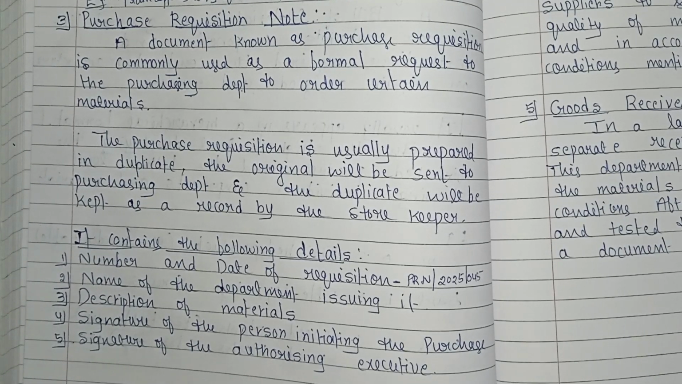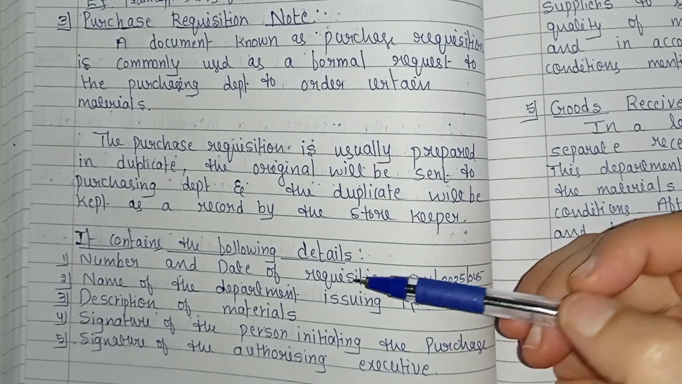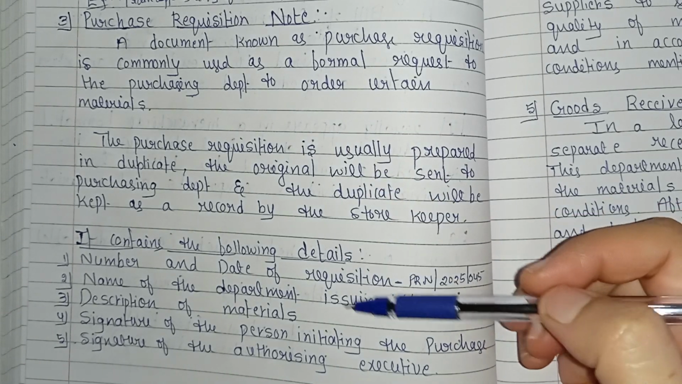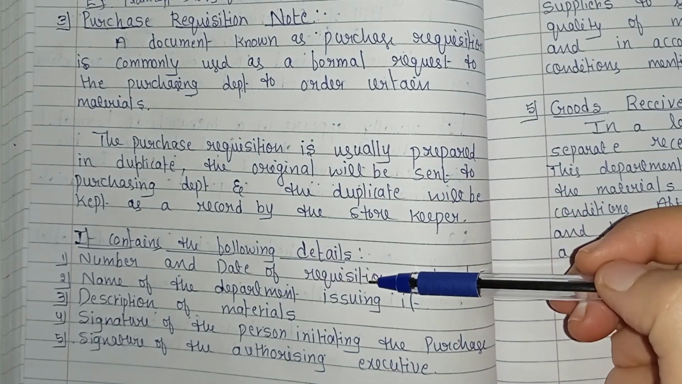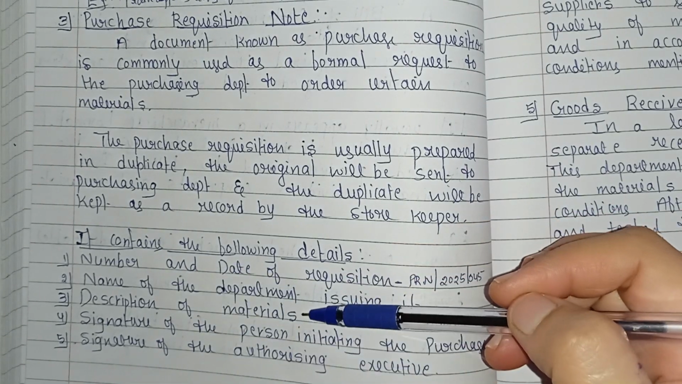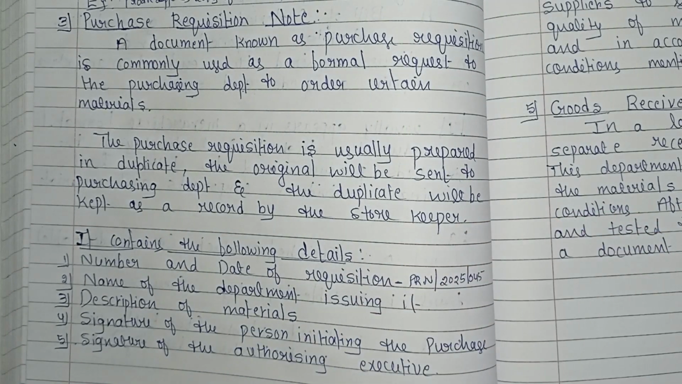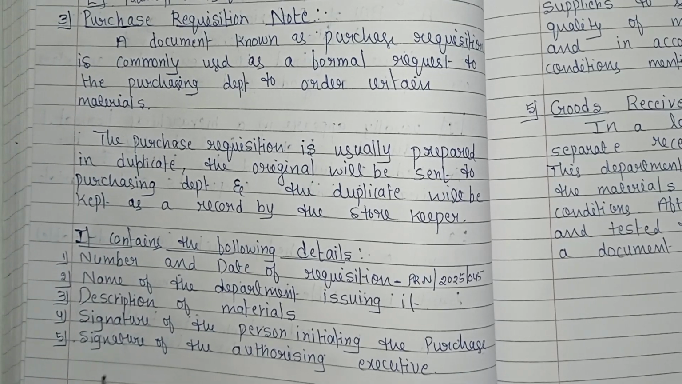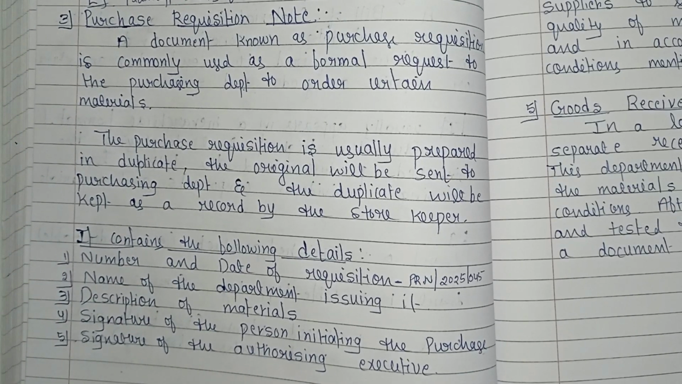Clear? So the purchase requisition note contains the following details: number and date of requisition, name of the department issuing it, description of materials, signature of the person initiating the purchase, and signature of the authorizing executive. Clear?